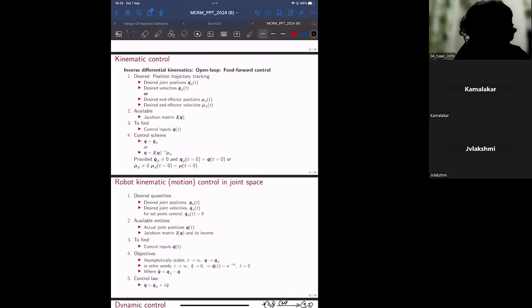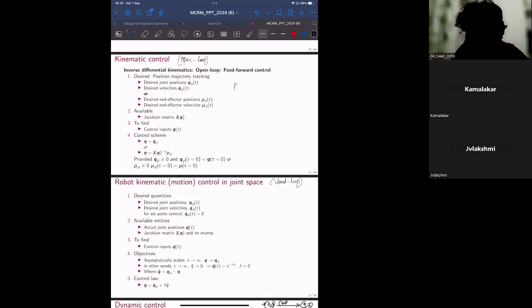Sure. You see that the available quantity is the Jacobian. Here also we see the Jacobian matrix is available. The actual joint control input is also the same. Yeah, looks like it. And then the objectives here are different. Okay, I'll try to make it as intuitive as possible.